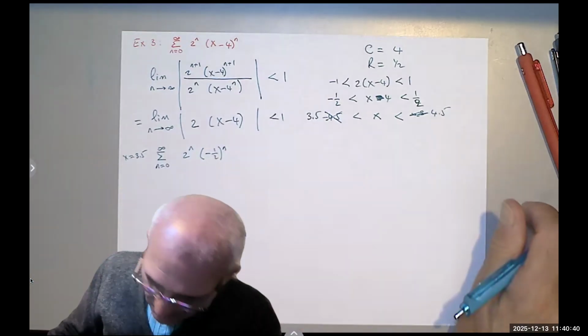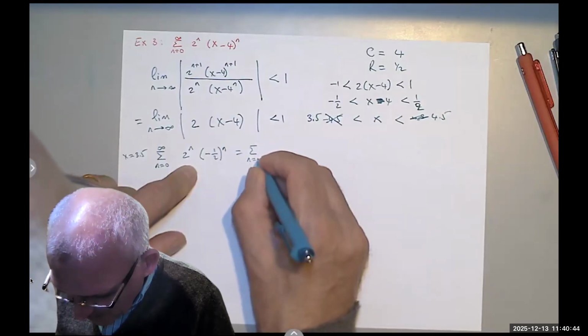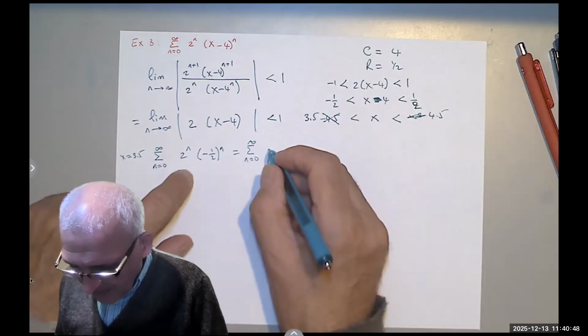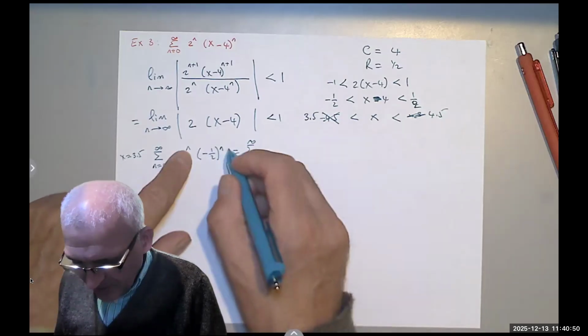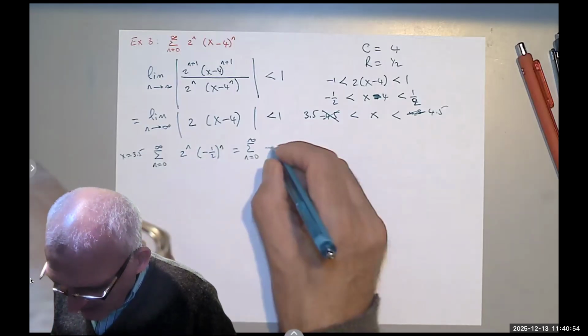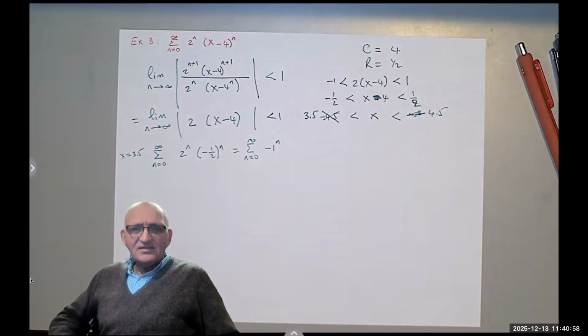Now, this would be the summation, going from 0 to infinity. You take the common power: 2 times -1/2 is -1, to the n. Some people look at that and say, what? How does it converge or diverge? No, of course it diverges.